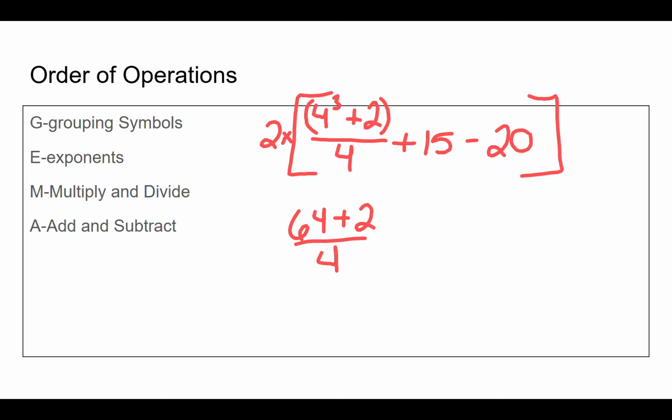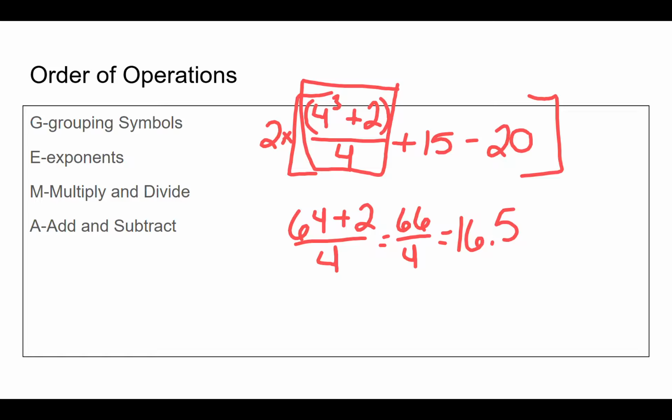So 64 plus 2 is 66. And 66 divided by 4. Let me make sure I get the accurate number here. I use my calculator. 66 divided by 4 equals 16.5. Okay, so this section of the problem is what I just solved, and I got 16.5. So now I'm going to rewrite it with 16.5 instead.